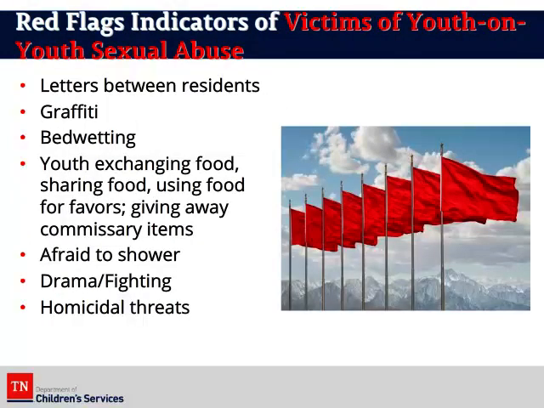The following is a list of indicators of victims of youth-on-youth sexual abuse. Those indicators include letters between residents, graffiti, bedwetting, exchanging food, sharing food, using food for favors, or giving away commissary items, afraid to shower, drama, fighting, and homicidal threats.